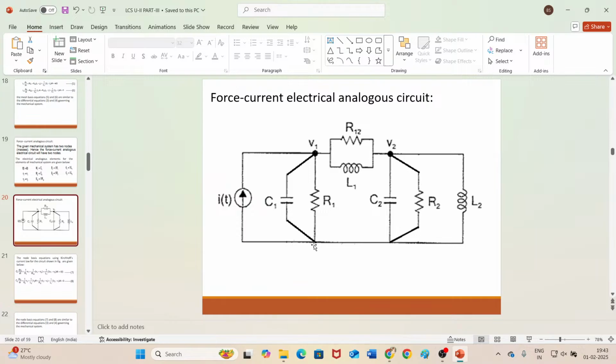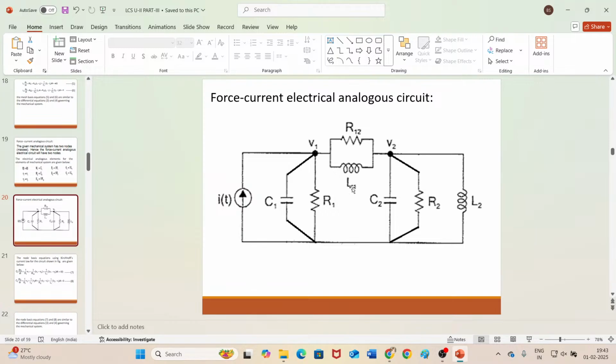Within 5 minutes, I will conclude this topic. I will stop this lecture. Maybe 5 minutes or 5 to 10 minutes, because I am explaining this circuit. As soon as this explanation is over, I will stop.